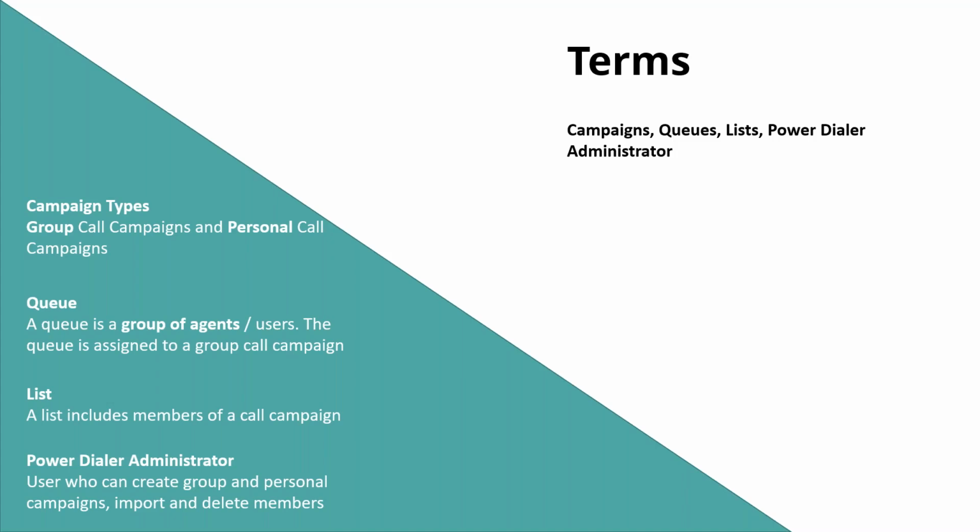Then we have the list. The list itself includes the members of a call campaign, and the members are leads, contacts, or accounts in Salesforce that can be added into these lists. And then we have the Power Dialer administrator. He's the one who can create group and personal campaigns. He can import and delete members from the lists. And this administrator can be any kind of user who gets the admin role. So it's separated from the normal Salesforce administrator.